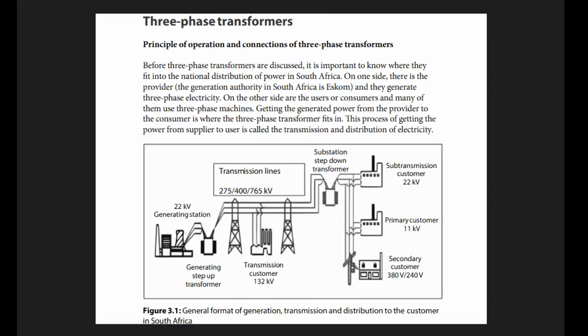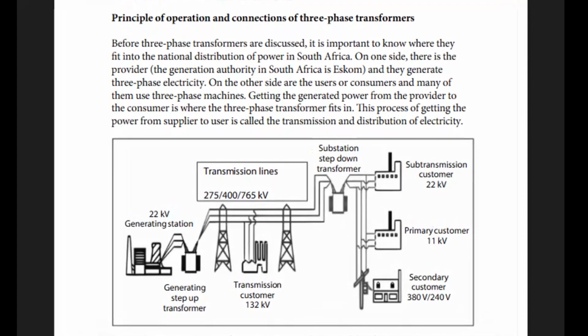Before 3-phase transformers are discussed, it is important to know where they fit into the national distribution of power in South Africa. On one side there is a provider, the generator, which is Eskom, and they generate 3-phase electricity. And on the other side are users or consumers, and many of them use 3-phase machines. So the consumer uses the distributed power. He would use 3-phase machines.